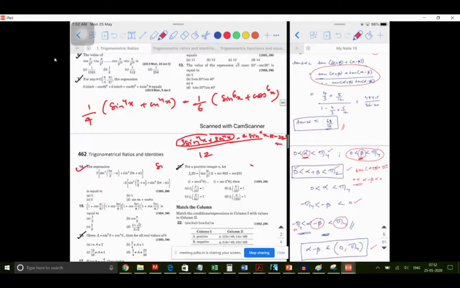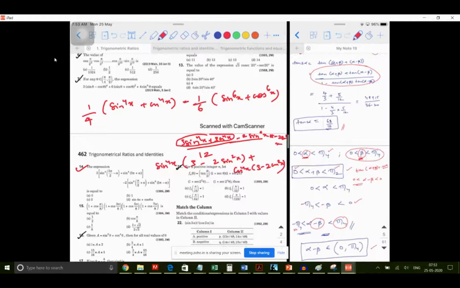You have taken sine power 4x common, then what will you get? You will get 3 minus 2 sine square x. Then plus, you have taken cos power 4x common. Sorry, you have taken cos power 4x common. Then it will be 3 minus 2 cos square x.